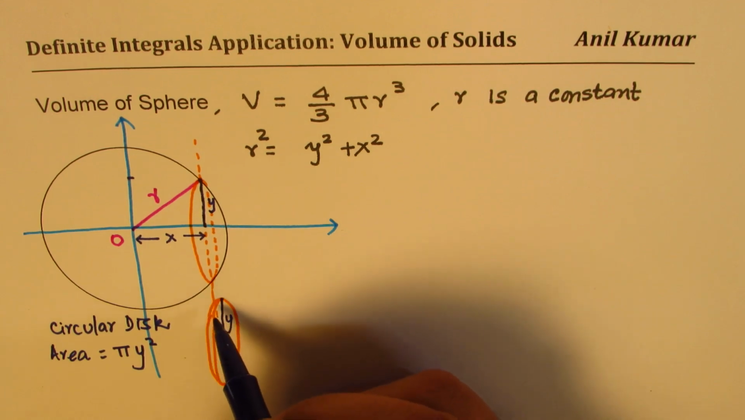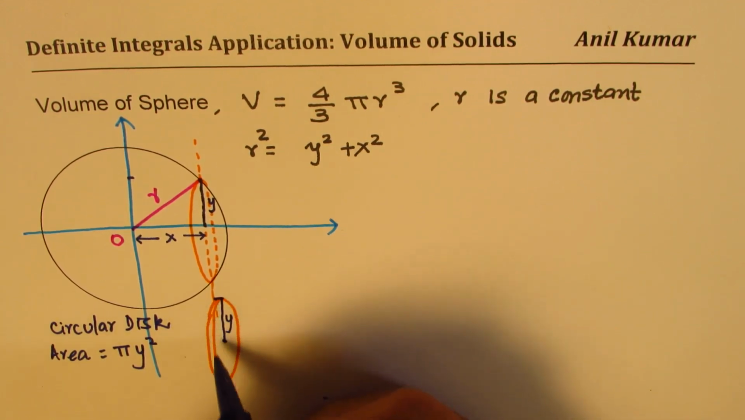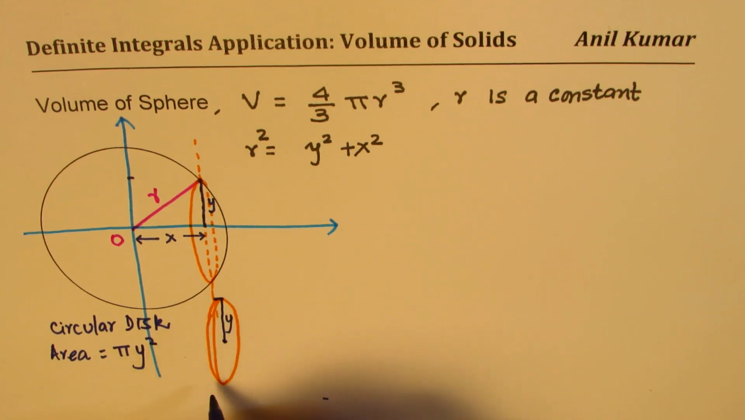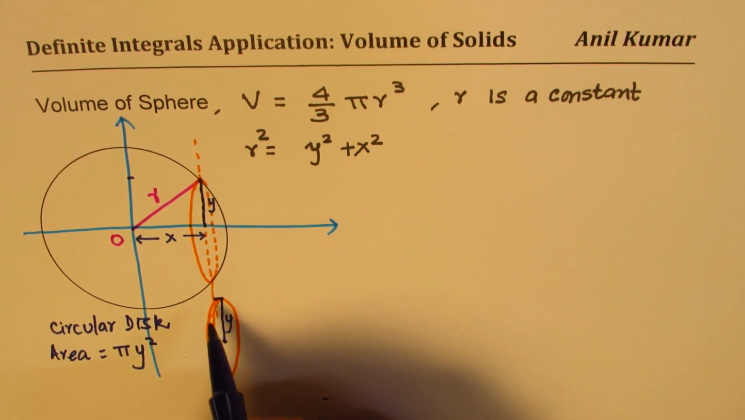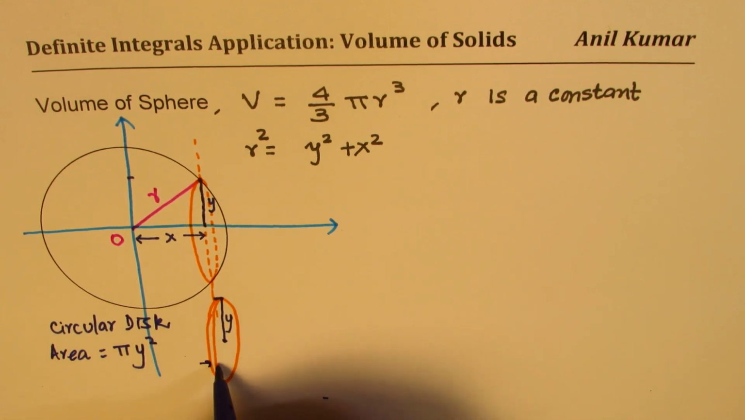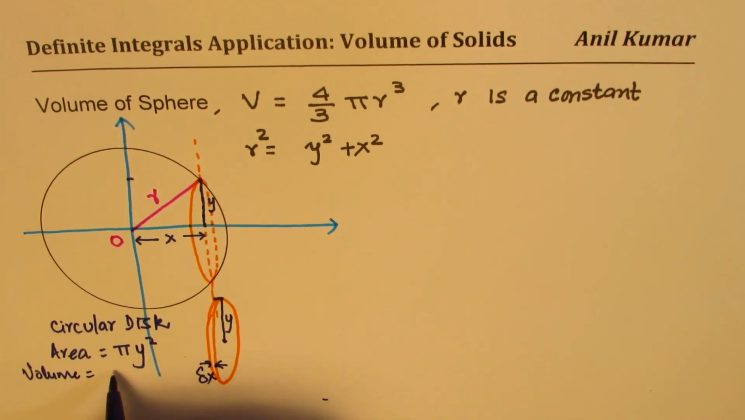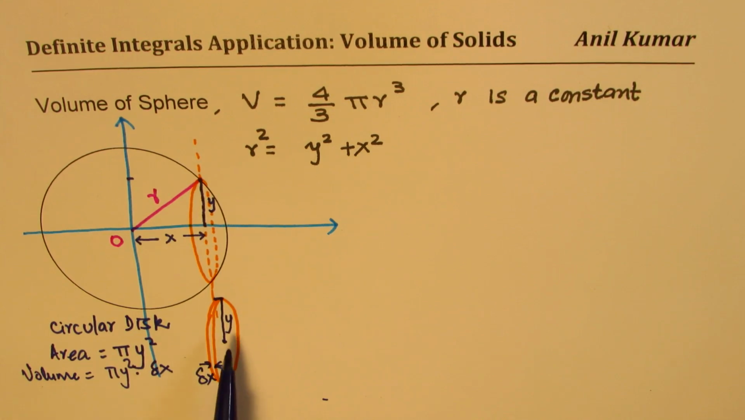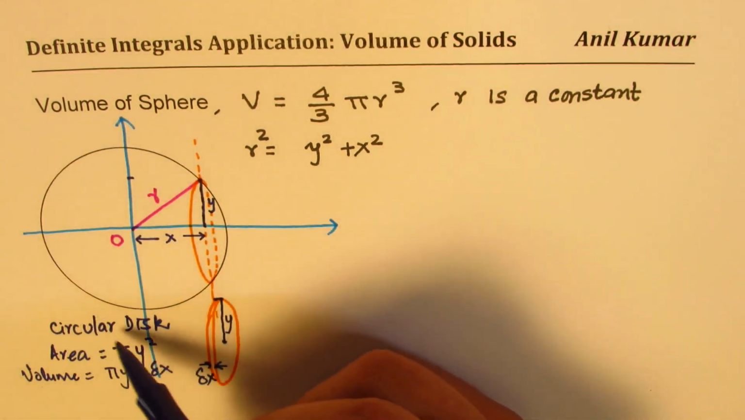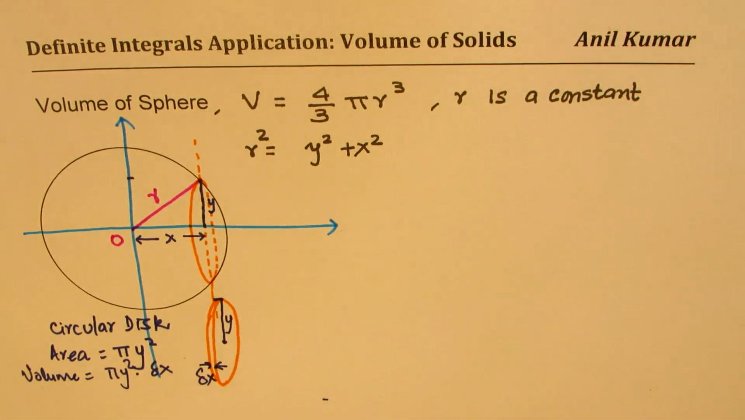Now, if I give some thickness to this, let's say delta x is my thickness of this particular disc, in that case, let's call this the thickness delta x, right? In that case, the volume will be how much? Volume will be equal to pi y square times delta x. Correct? That small thickness. Then we get the volume of this disc. Now think about our sphere cut into infinite discs of this form, right?